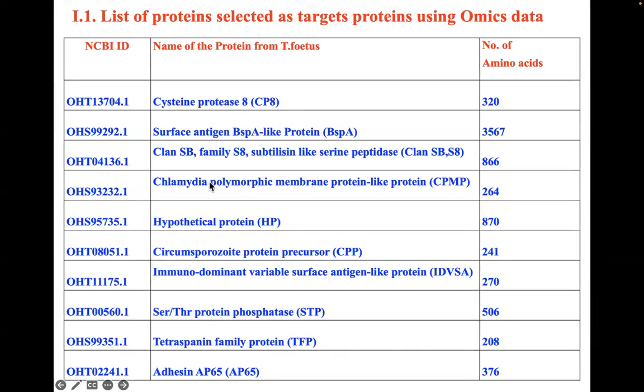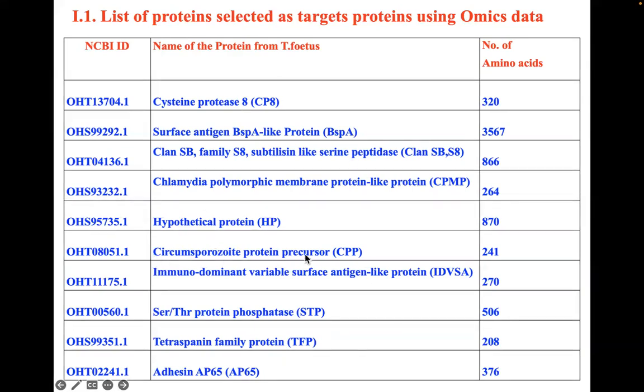And Chlamydia polymorphic membrane protein-like protein. Chlamydia is a pathogen. In bacteria, you have Chlamydia. Pathogens they are. So in that pathogen, there is a protein called polymorphic membrane protein. This is something like that protein. And this was found to be antigenic in some other organisms. And this is one hypothetical protein. We don't know much about this.